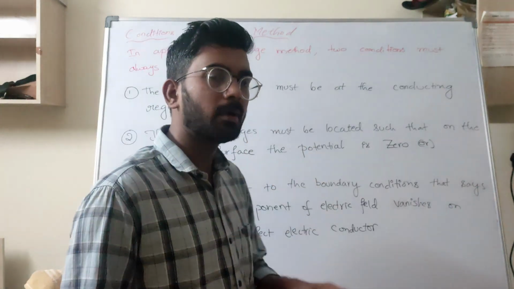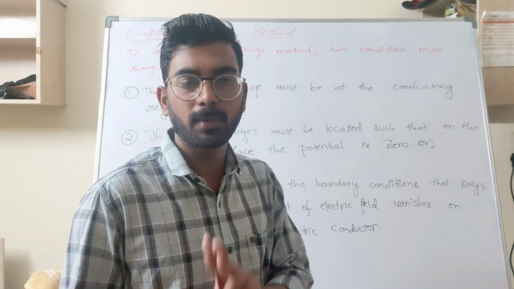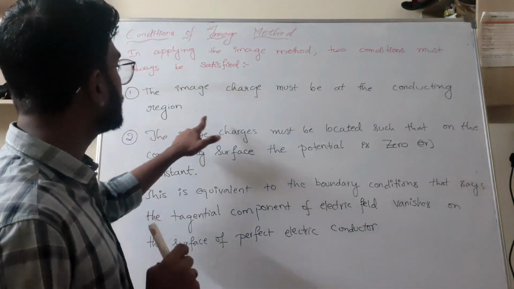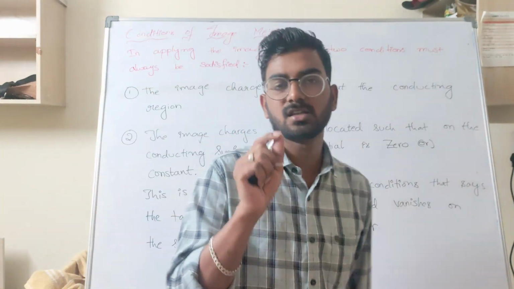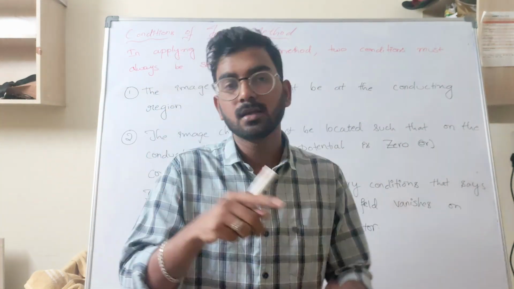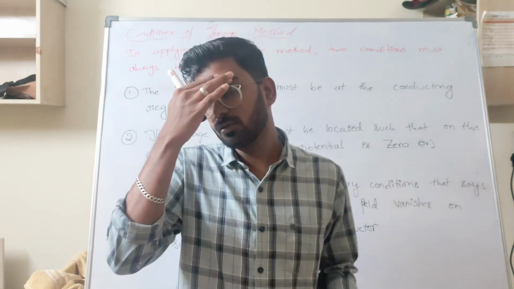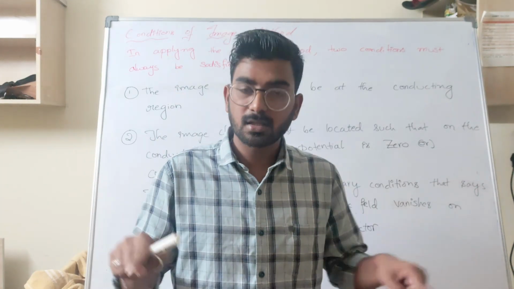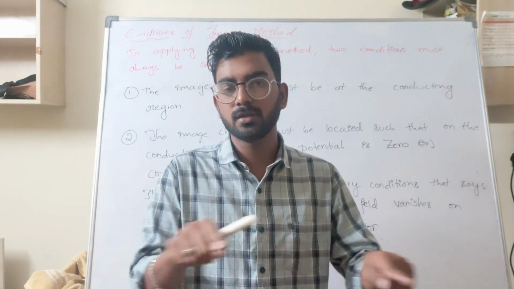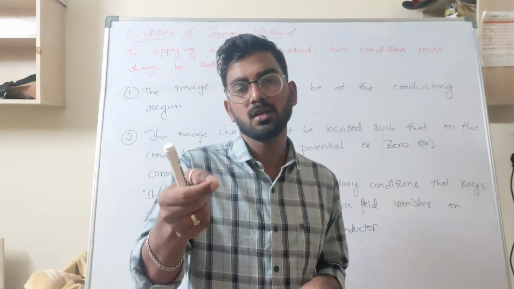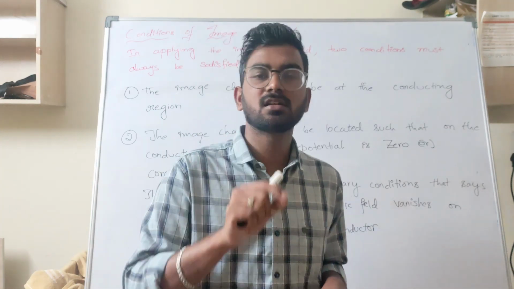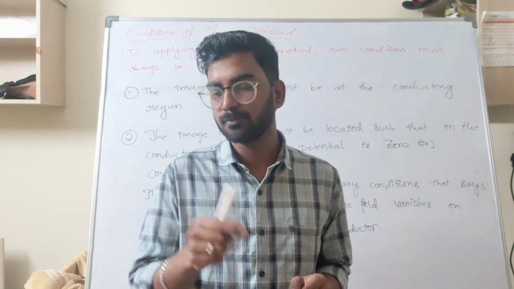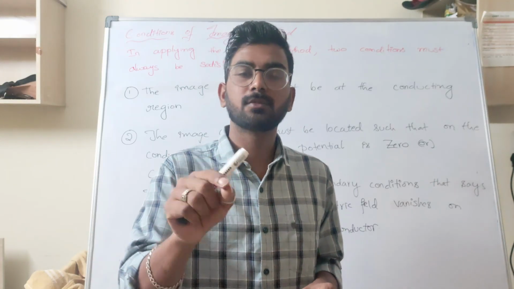Similarly, if you want to apply the method of images, there are two conditions you must apply. What are the two conditions? The image charge must be present in the conducting region. See, actually there is one real charge, and the conducting surface is also imaginary. You are imaginarily drawing it there. With this, there is a charge distribution on that conducting surface. By using that real charge, it is difficult to calculate the process, so that's the reason you have to keep the imaginary charge.